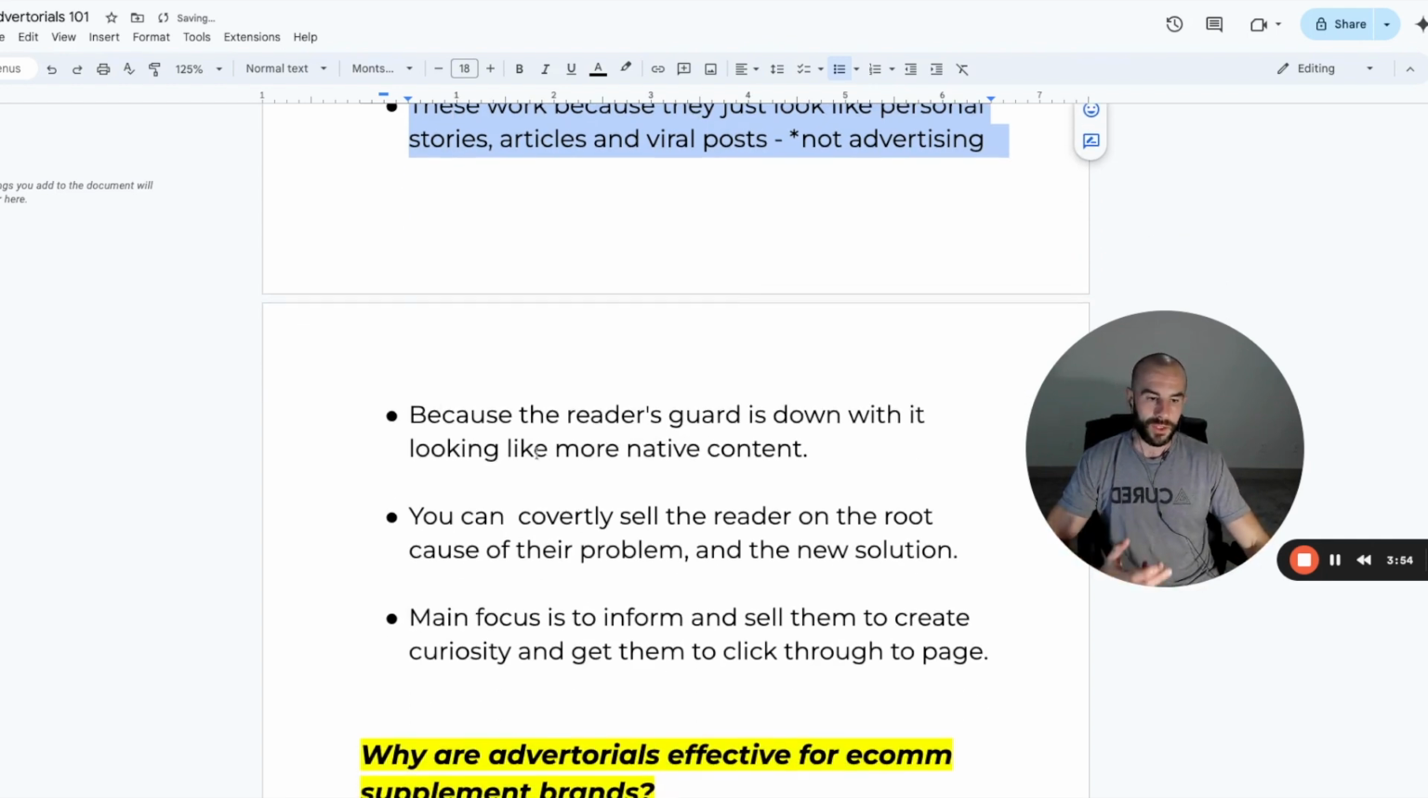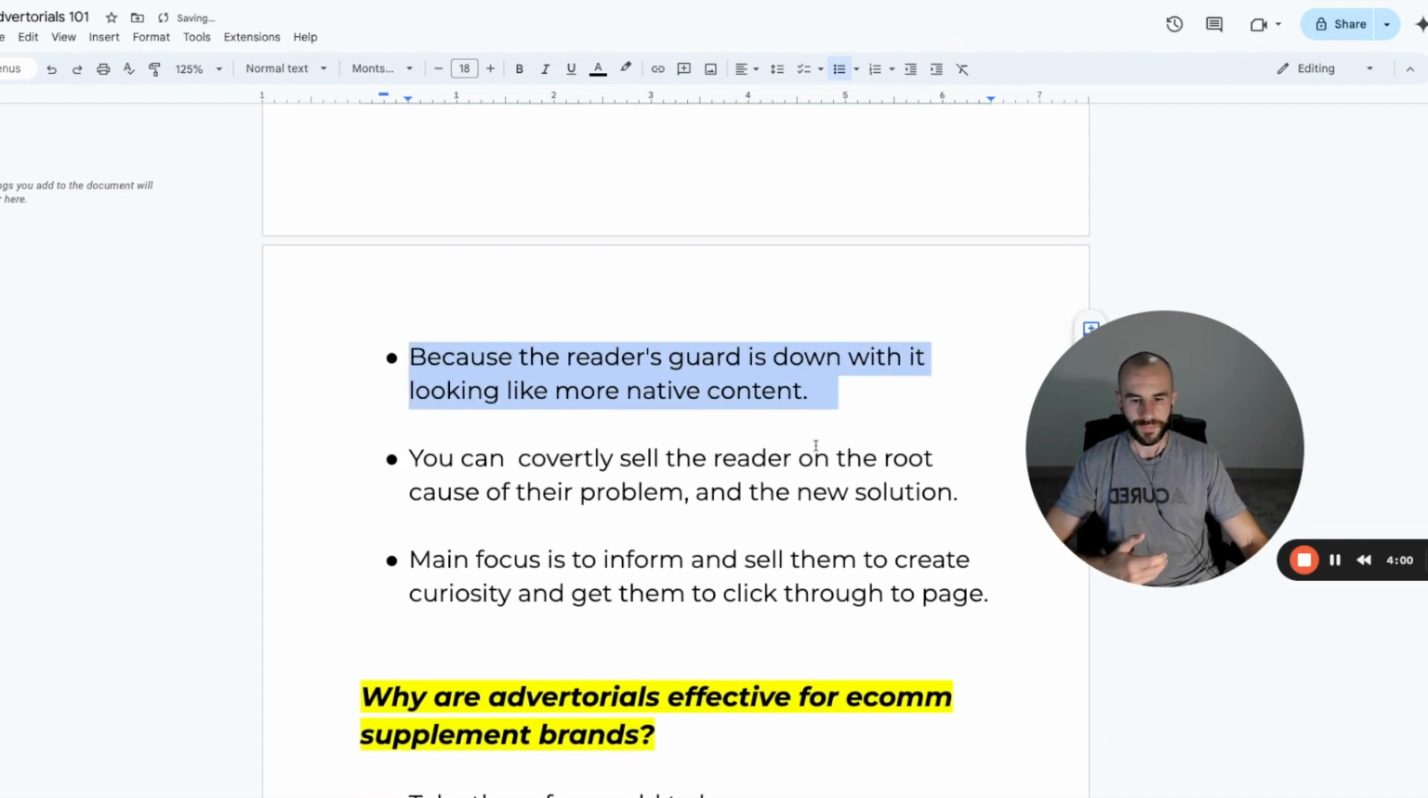And one of the things that's really good about advertorials is because they look like native content, the reader's guard is kind of down. And this means that you can covertly sell the reader on the root cause of their problem, sort of like the unique mechanism of the problem. And then it also makes it very simple and easy to sell them on the new solution that you have, the unique mechanism of the solution, obviously, here.